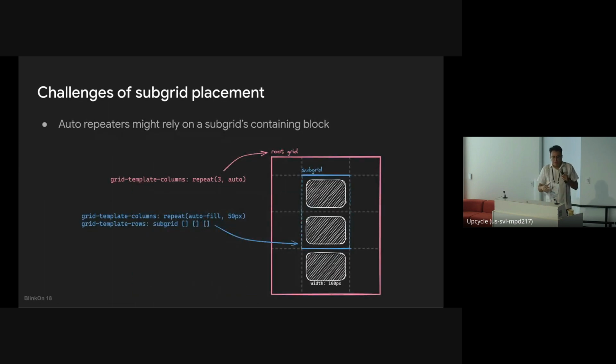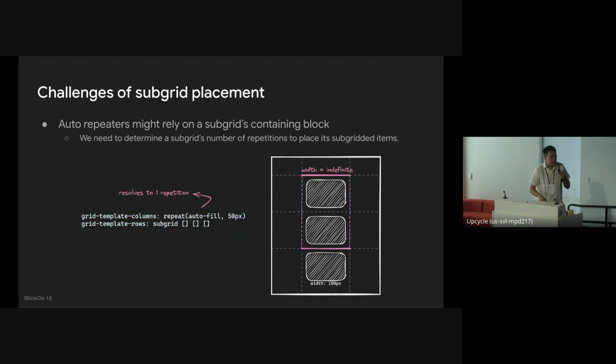The other big issue with subgrid placement was resolving the auto repeaters. I will go briefly over this example. Let's look at the root grid that is highlighted in pink. Its template columns definition has 3 intrinsic sizes. And we have a blue subgrid that has a standalone axis with an autofill repeater right in the middle. It has a definition of 50 pixels, meaning that we should repeat a track of 50 pixels until we fill out the available space in the inline size.